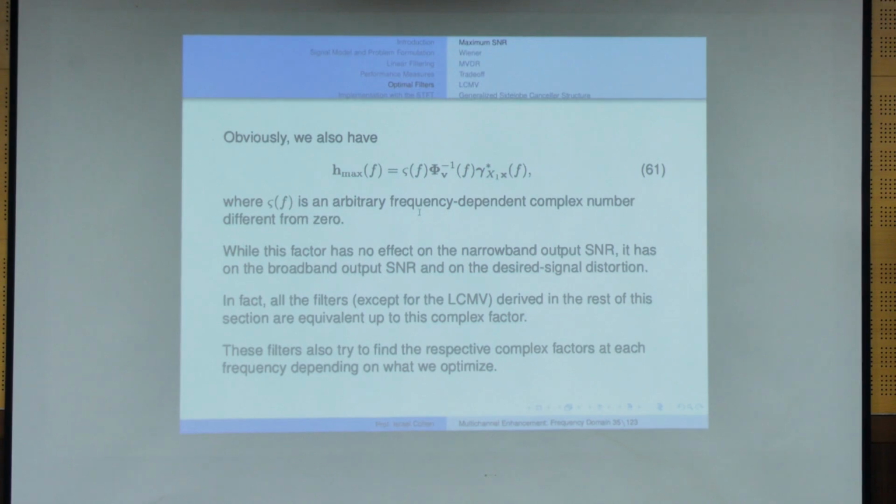Okay? So the differences between the filters are determined by these values. The effect of the trade-off between signal distortion and noise reduction, maximization of the SNR, and so on, of the broadband measures is determined by these values. These values are very important.